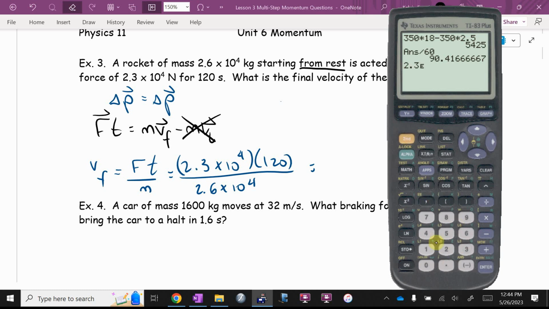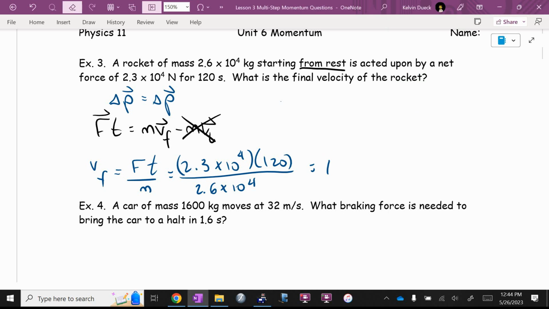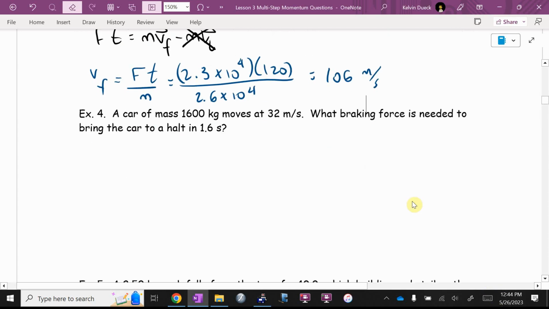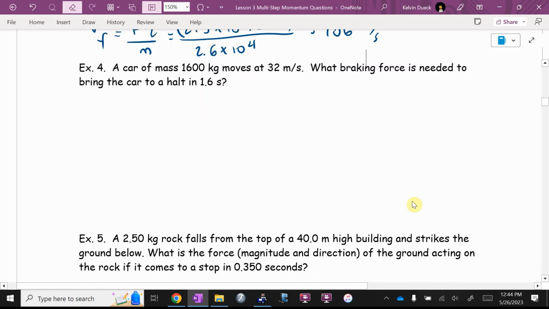2.3 times 10 to the 4th times 120 divided by 2.6 times 10 to the 4th. Did you get 106.1, 106 meters per second? Is that all right, Maya?